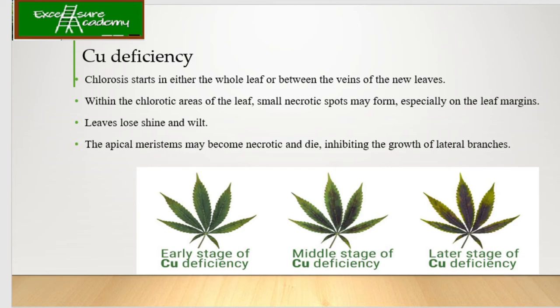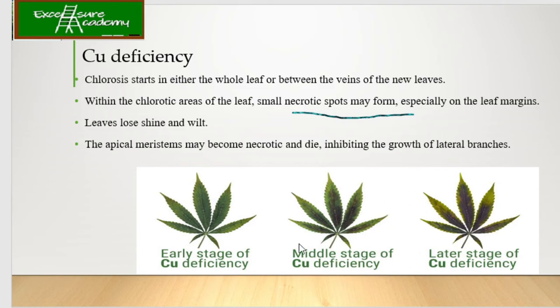Now, chlorosis starts in either the whole leaf or between the veins of the new leaves. You can see over here, these are the early stages, and towards the different stages of the copper deficiency, you can see it starts turning dark in color. That is because the leaf cells are becoming necrotic. Okay, and then it is also showing the chlorosis. So you can see over here, within the chlorotic areas of the leaf, small necrotic spots may form, especially on the leaf margins. Eventually, the leaves will lose their shine and they will start wilting. The apical meristems may become necrotic and die, finally inhibiting the growth of the lateral branches.